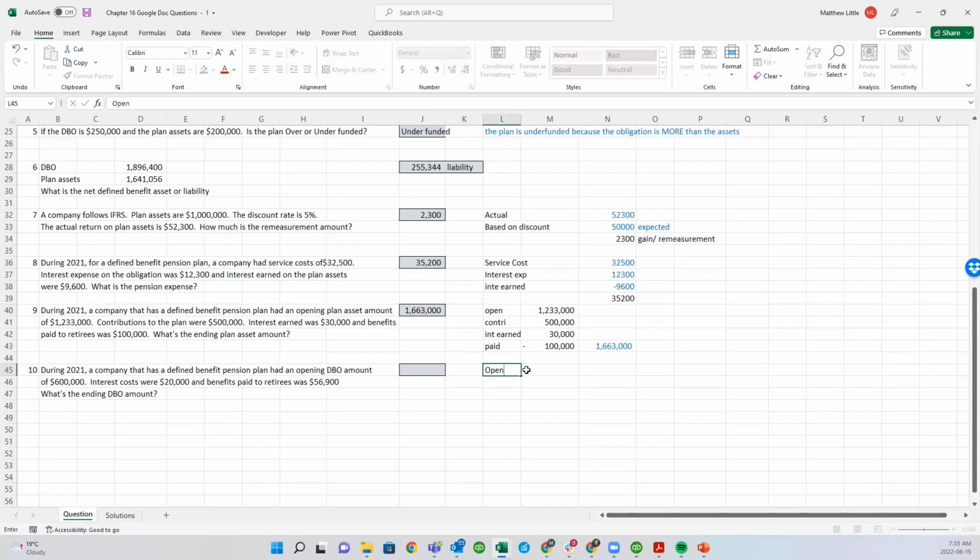So our opening was 600. Our interest, oh, all of a sudden my keyboard isn't working. Oh, there we go. Interest is 20,000. Payments to retirees. So we'll add that up again. We have 563,100 in this case.